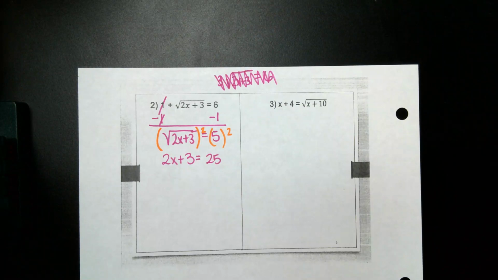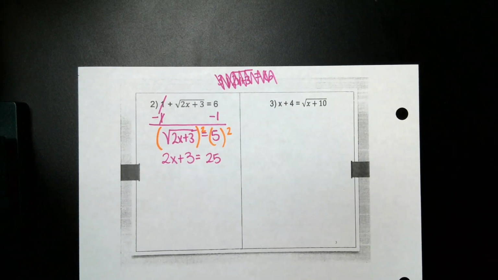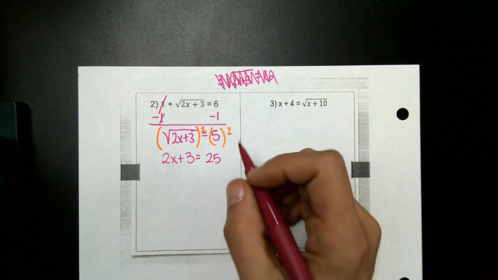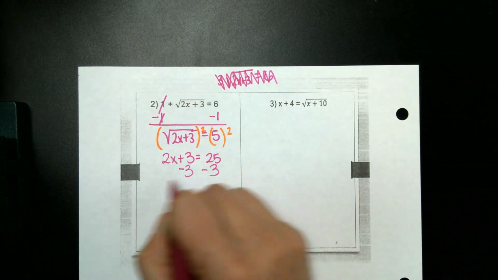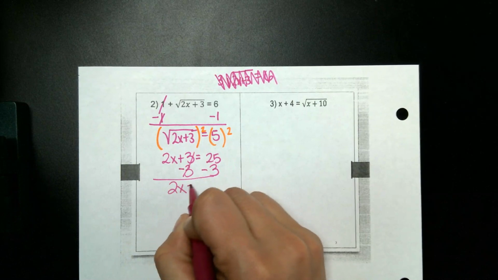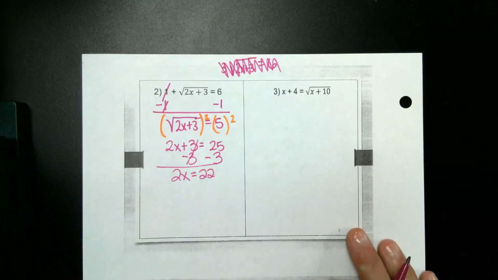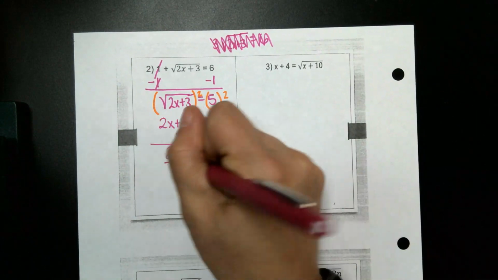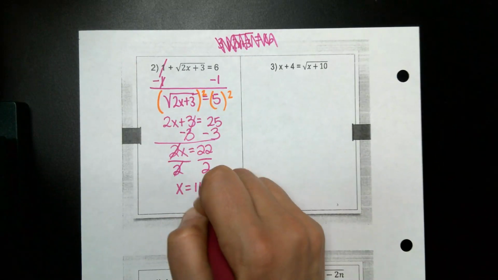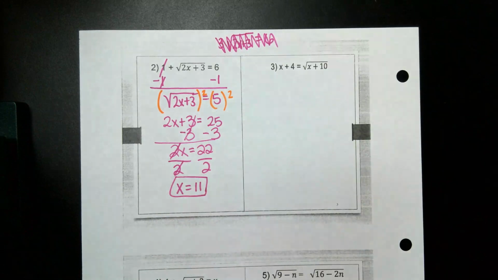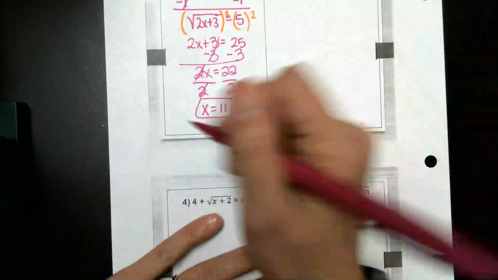Okay, so now that's a 2-step equation. So how do I solve that? Subtract 3. We get 2x equals 22. And then divide by 2. So x equals 11. Okay, now let's do the check.